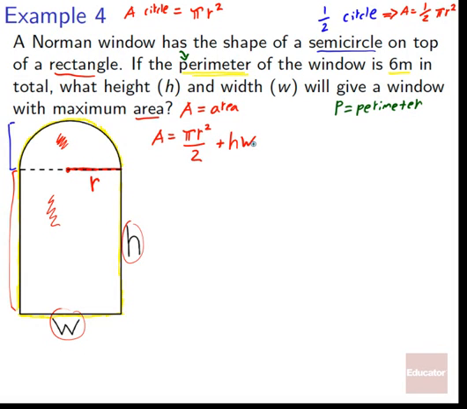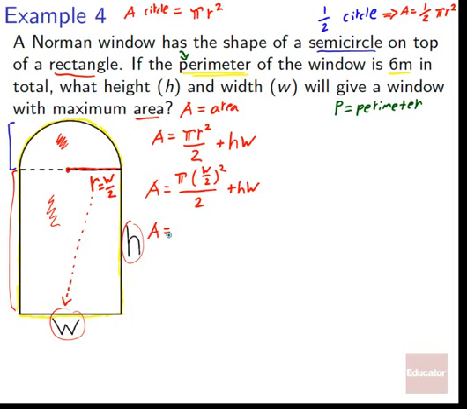Now, we don't really want to have r, right? The fewer variables, the better if we're going to try to solve this. So how does r connect to the rest of it? Well, r, hey, look, that's connected to our w because it's just half of that side. So r equals w over 2. So we can change this formula into area equals pi times w over 2 squared, over 2, plus height times width. Now we've managed to get rid of the radius, so let's simplify that out a bit more.